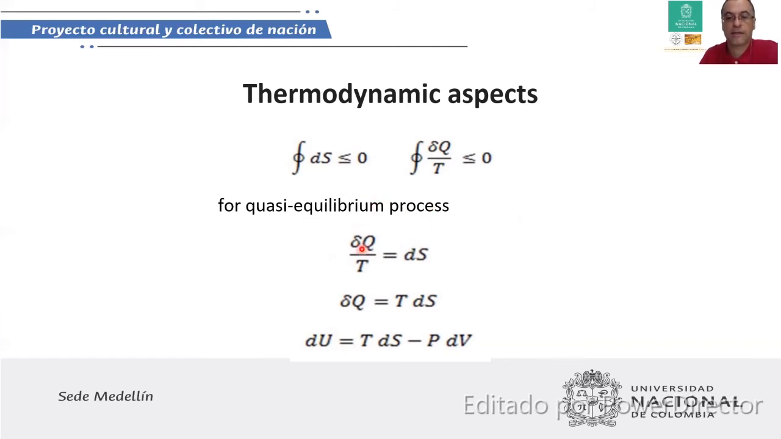You could define, in a special kind of process, entropy as heat divided by temperature. In that sense, you could replace heat with temperature multiplied by change of entropy. If you define it in this sense, you could rewrite the first law of thermodynamics. The change of internal energy is the difference, it could be presented as heat minus work. Heat is now defined in terms of temperature and entropy, and work is defined in terms of pressure and volume. In that sense, you could present the first law of thermodynamics in terms only of properties. It's very important to say that.